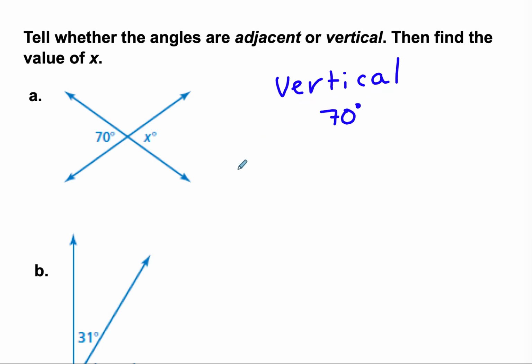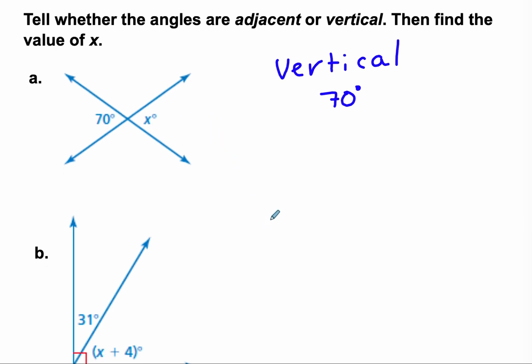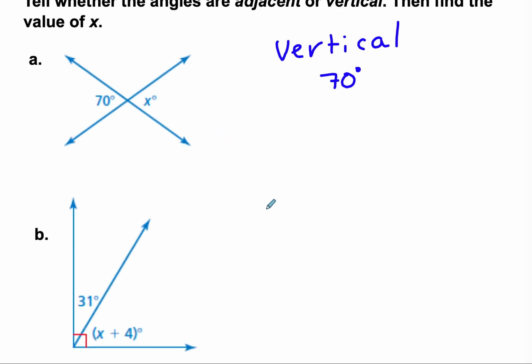For this particular one, there isn't any work to show. If there's vertical angles, they're going to be the same. Now, if this was, say, x minus 2 equals 70, then I'd have to set up and solve an equation. But when you just have an x and you have the other number and it's vertical, there isn't really any work to show. Let's take a look at B.